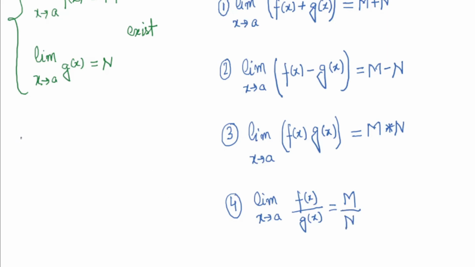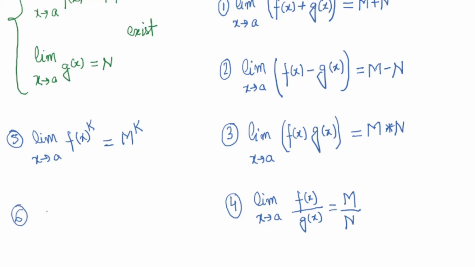Let's see the fifth property. The fifth property is the exponential property: the limit as x tends to a of f(x) raised to the power k is going to be m to the power k. This property will hold true for these limits. If f(x) has an exponential power, the limit is m, but the powers will be the same.